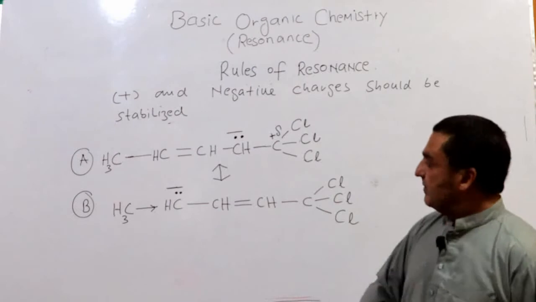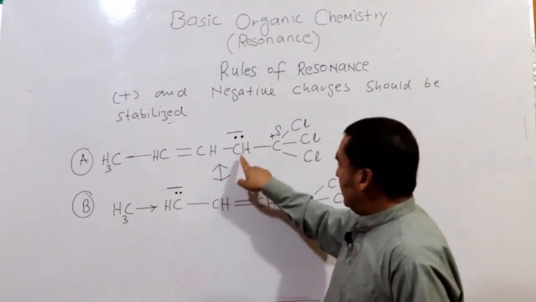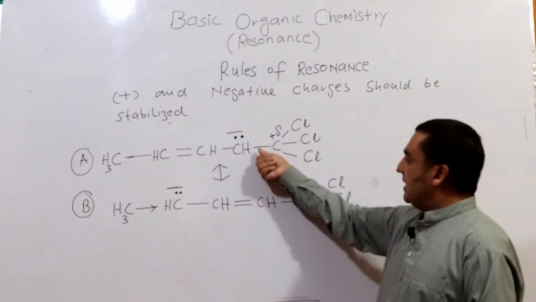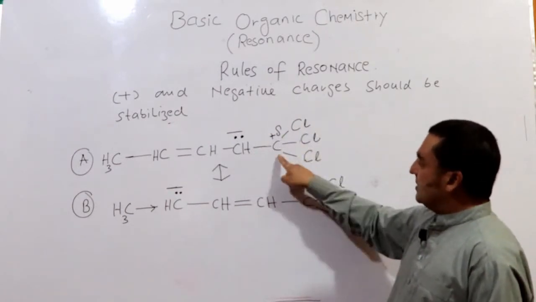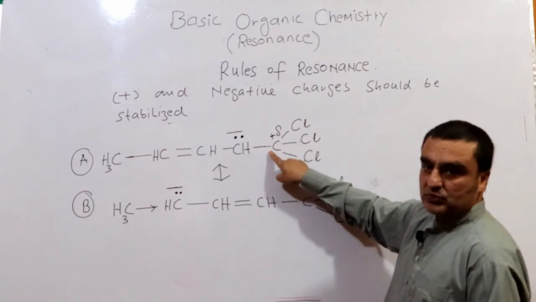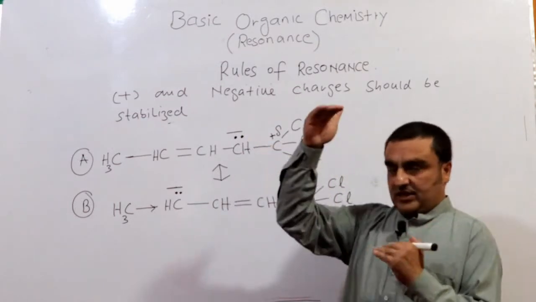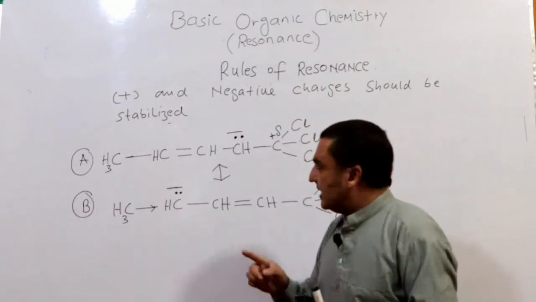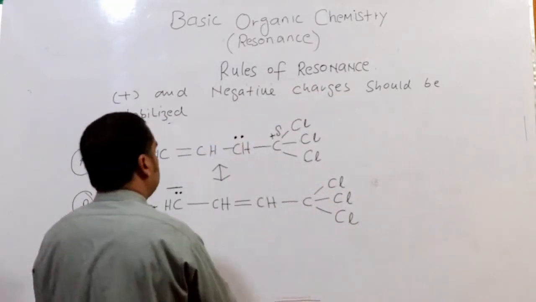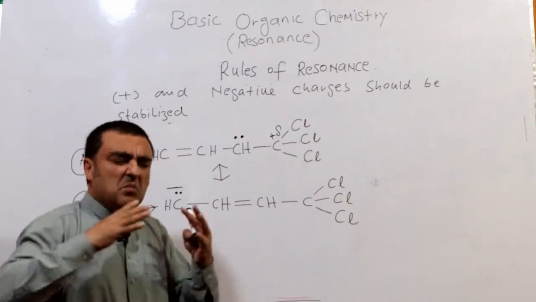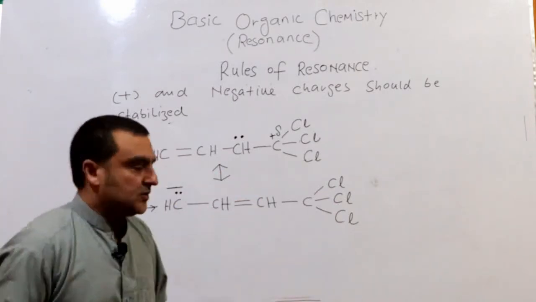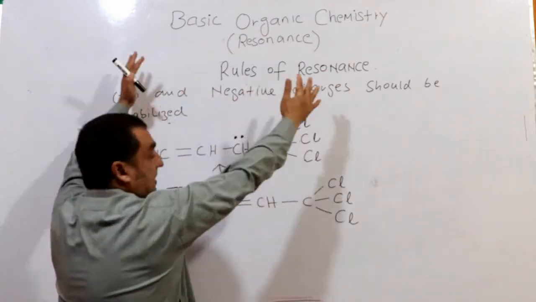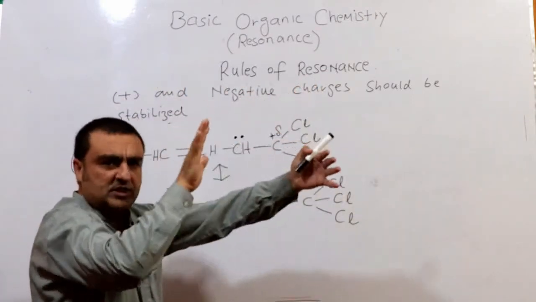How to stabilize it? Here, as you see, this chlorine extracts the electrons and pulls the electrons from this carbon, and this carbon pulls the electrons through this bond. The negativeness of this carbon decreases, because this carbon is having more burden of electrons.